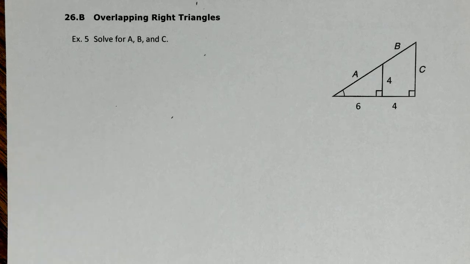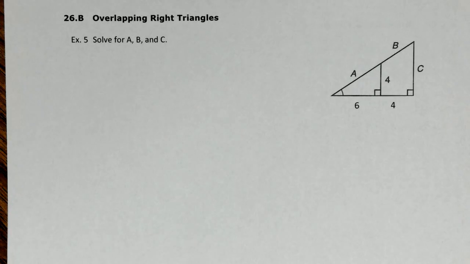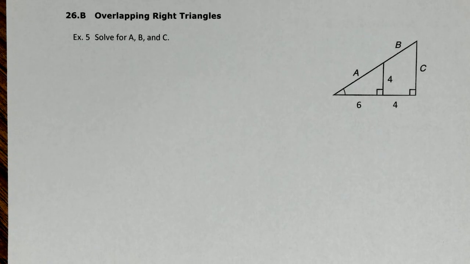Okay. Part B is overlapping right triangles. We've already worked with similar triangles. And these are similar, but also they're right triangles. So there's just more we can do with these, because you know about the Pythagorean theorem. We'll be using that.